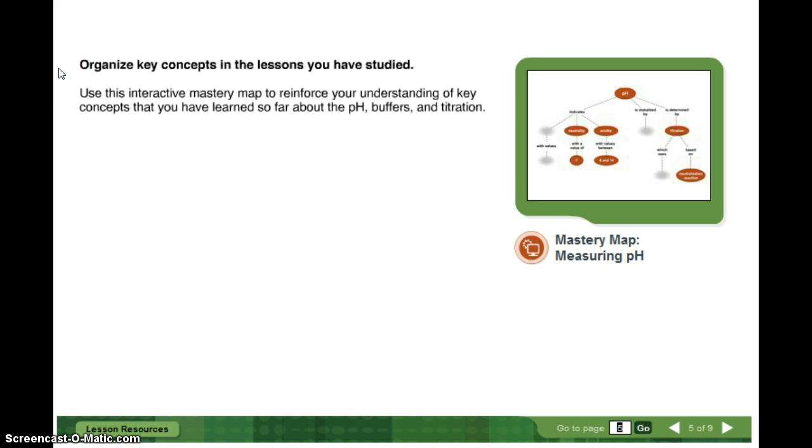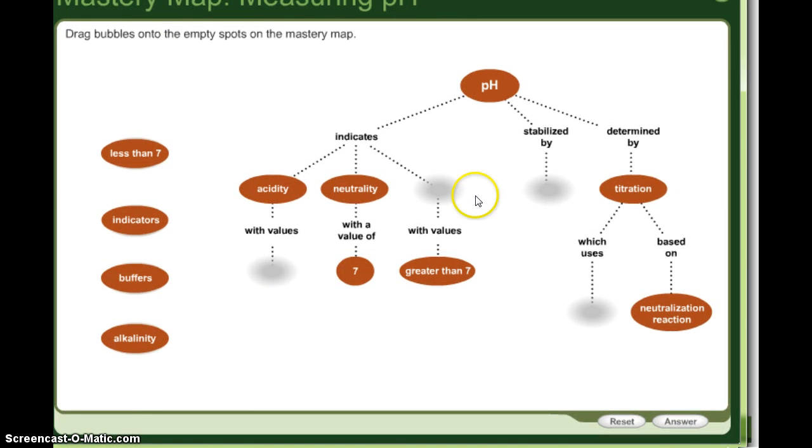Organize key concepts in the lessons you have studied. So go ahead and hit pause and put the answers where they need to be. And I will show the answer in 3 seconds. So check your answers.